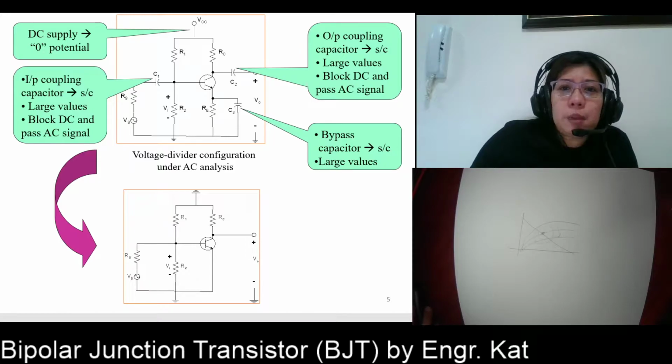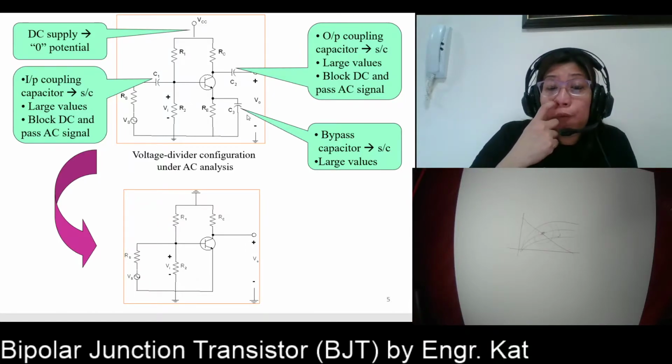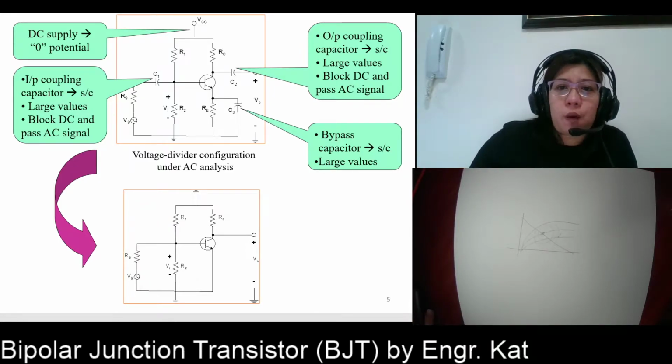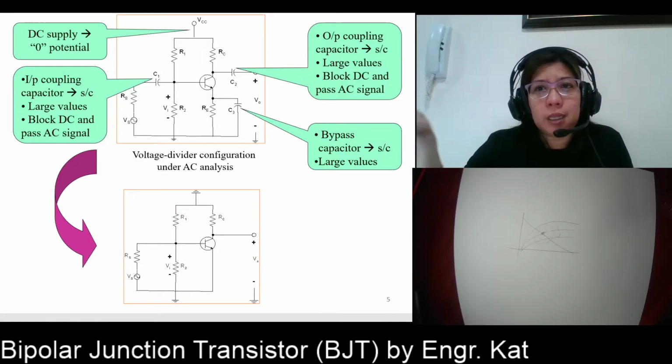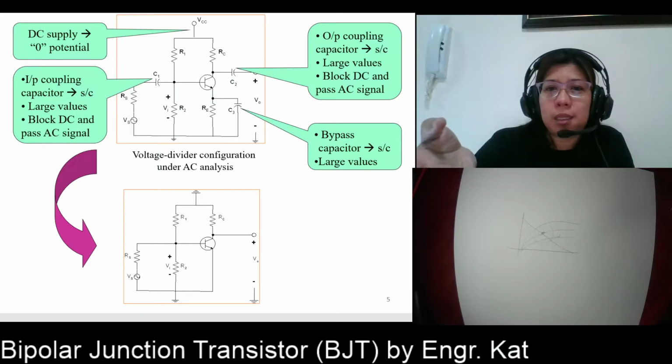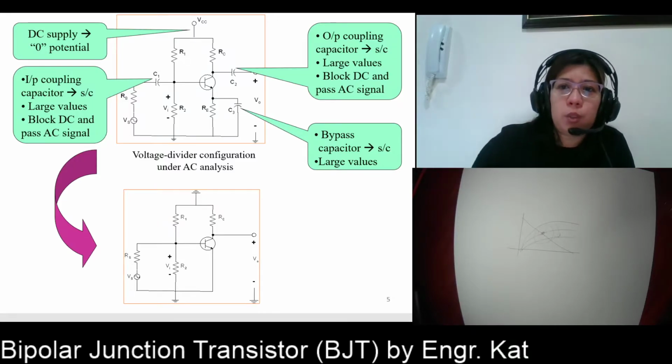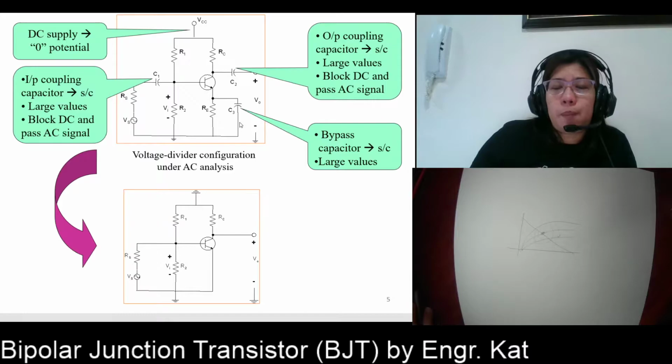While this is being shorted at AC condition, removing now or bypassing the effect of your RE. So this is a win-win situation. RE is needed at the DC analysis, and it is not needed during AC analysis. So what do we do? We place a bypass capacitor here.